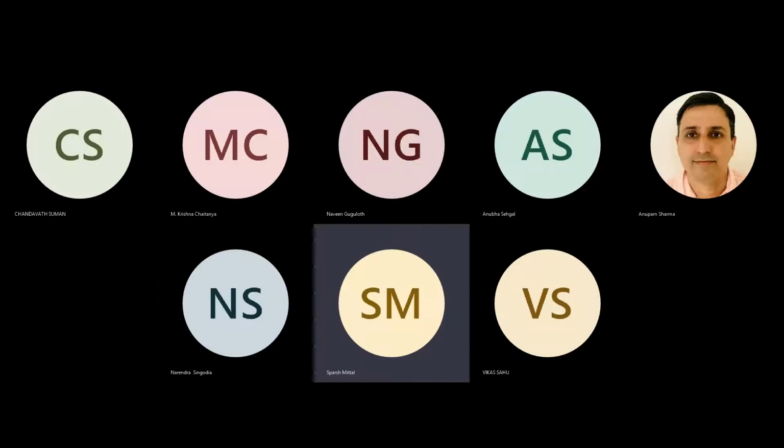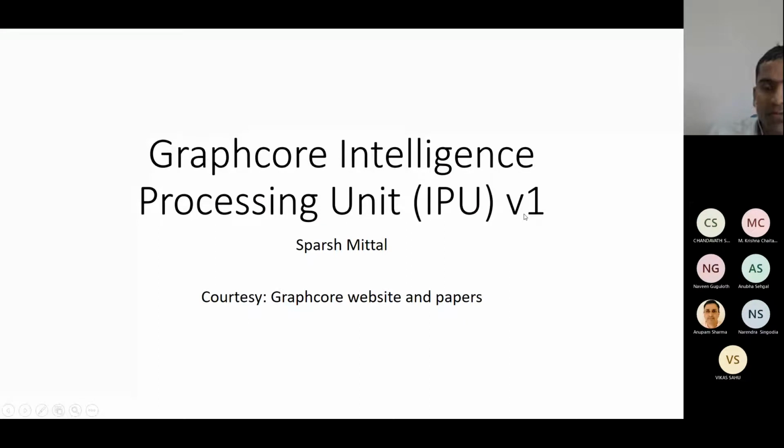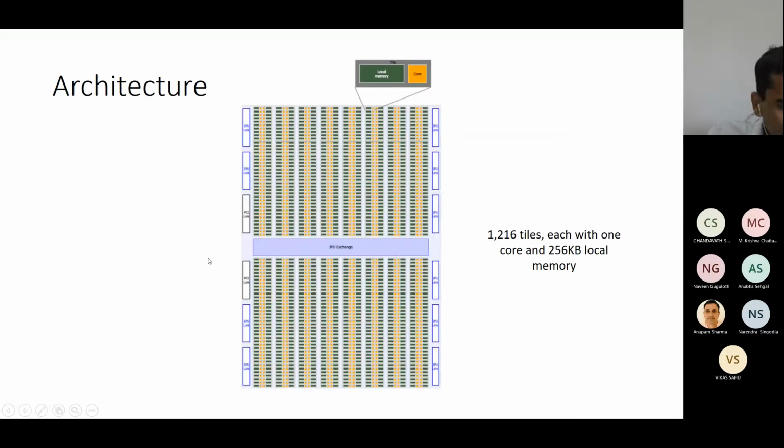Of course, the Intelligence Processing Unit, IPU. This is version 1. They have also released version 2. So first of all, this is the architecture. It has a large number of tiles, and each tile has its own local memory.